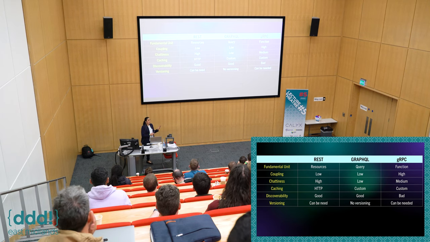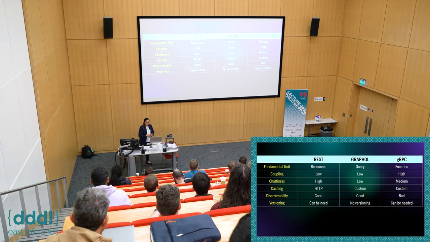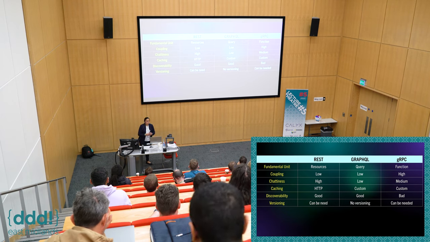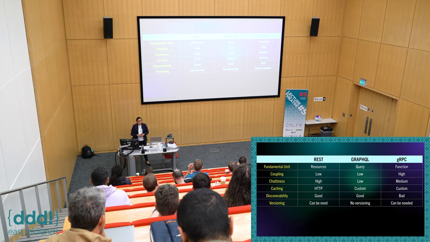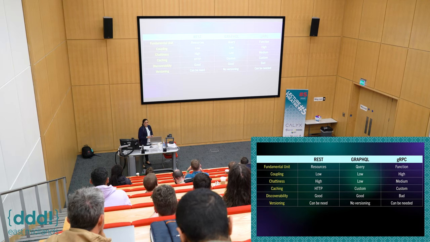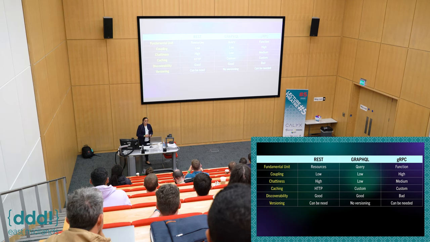Discoverability, provided you have HATEOAS, it's very good with REST, while as with GraphQL and gRPC, it is not as good. GraphQL is good with discoverability because it's introspective. With gRPC, you have to have tons of documentation. There's no discoverability whatsoever. Versioning, REST and gRPC will need some versioning going ahead for backward compatibility for your apps and clients. With GraphQL, versioning won't be needed unless and until you decide to remove a field altogether which a particular client is using.